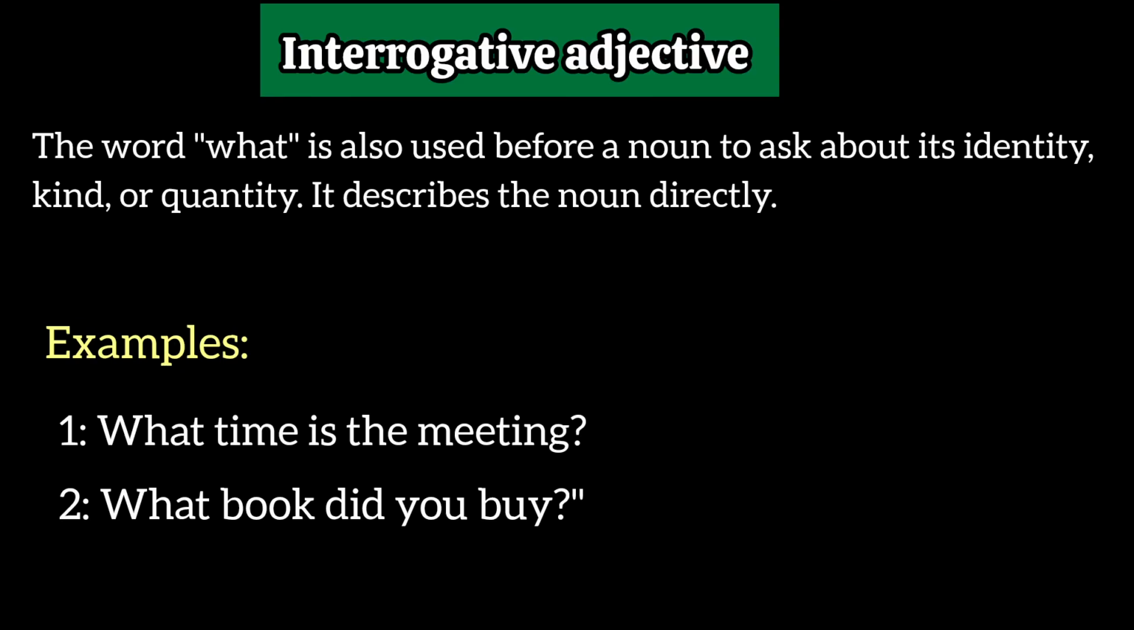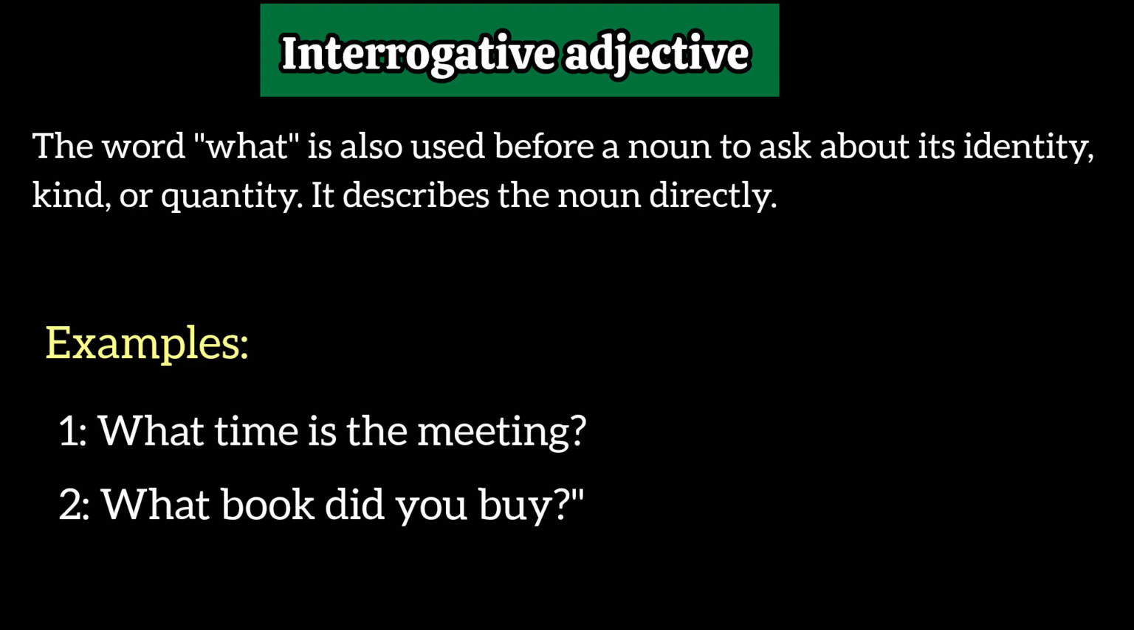In this case, it is not standing alone, as a pronoun would, but is specifically qualifying the noun book. It is asking for more information about which book was bought. Therefore, it is serving the role of an adjective in this sentence because it describes or specifies the kind of book being referred to, and since it introduces a question, it is classified as an interrogative adjective.